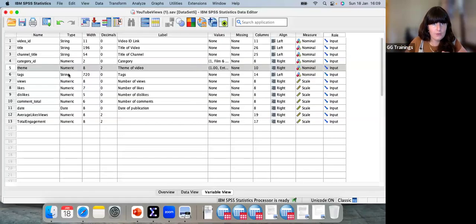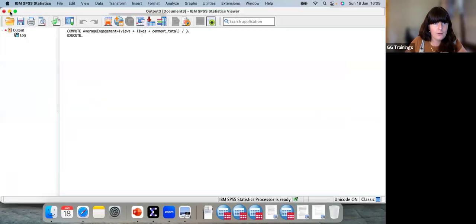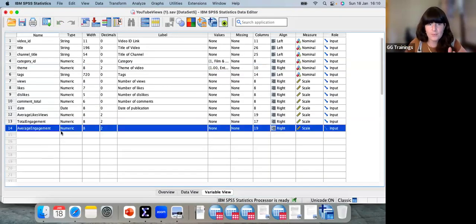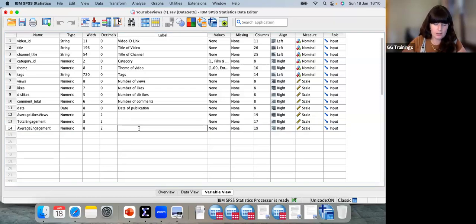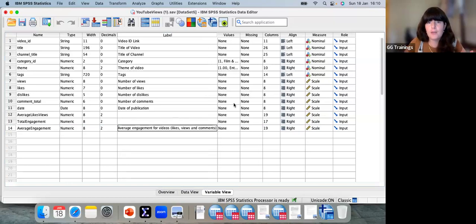Okay. And then, okay, no output. All right, there we go. Average engagement will appear at the bottom. As always, you need to go and label this. So this is the average engagement for videos, and then in brackets, likes, views, and comments. Give it a nice label. We don't need to give it a value label.